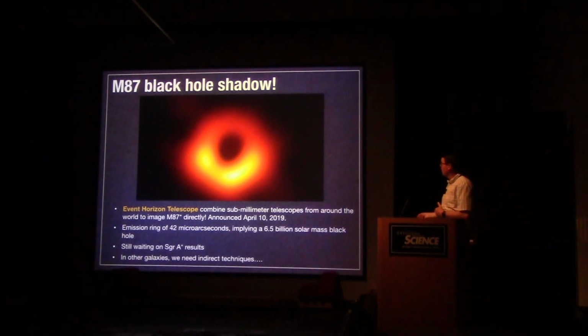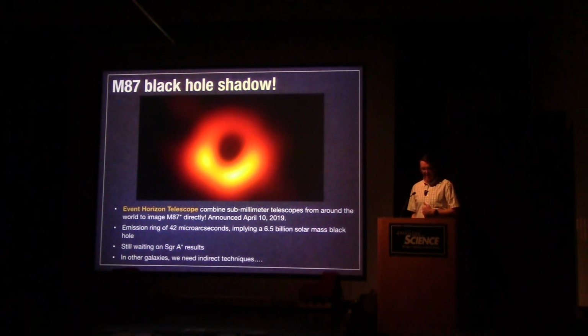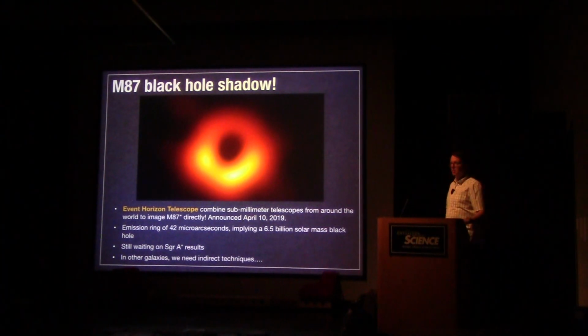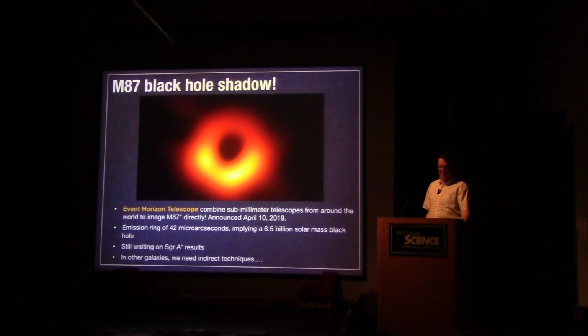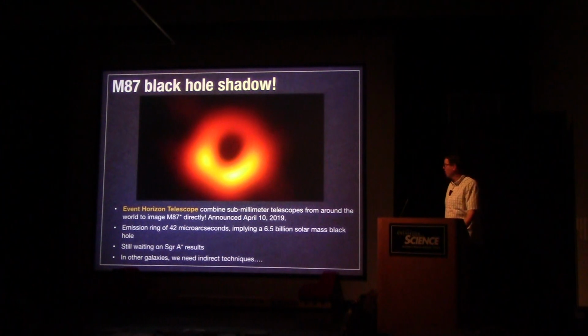And so from this, they were able to measure the size of this emission ring to be 42 micro-arc seconds. And that implies that the black hole at the center of this galaxy is 6.5 billion solar masses. And we are still waiting on the results that they got from Sagittarius A star. Some beautiful things about this, you can very clearly see the hole, right? The shadow of the black hole.